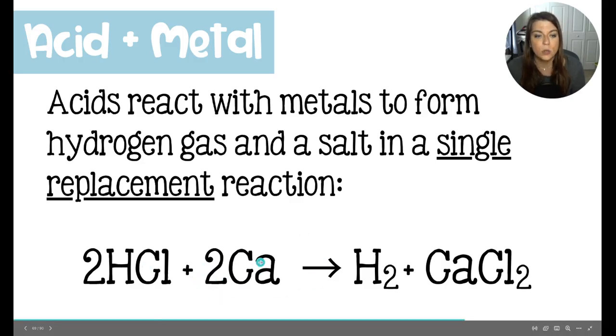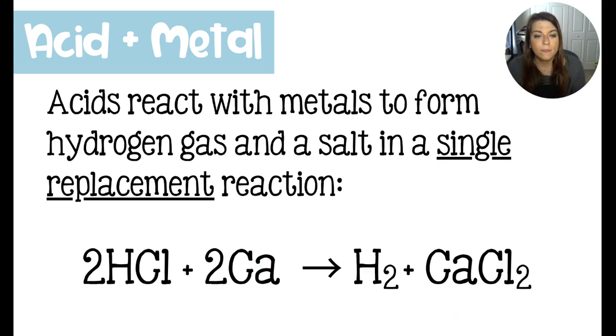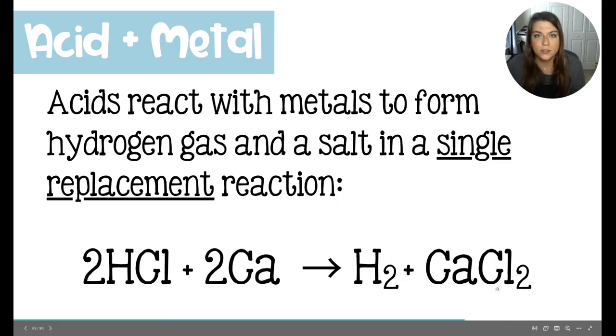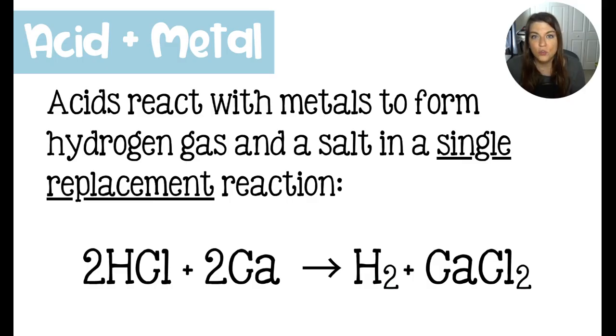The calcium is going to be able to kick out that hydrogen. It steals the chlorine. You generate hydrogen gas and some ionic salt. So that would be the general formula for acid plus metal. You have your acid and a metal. You're going to get hydrogen gas and something ionic.